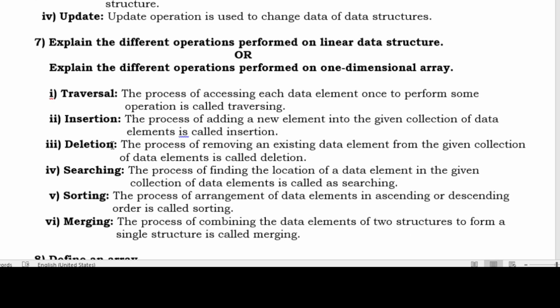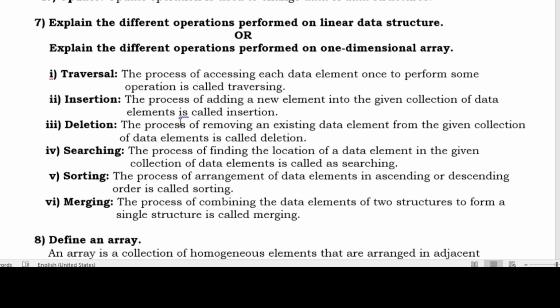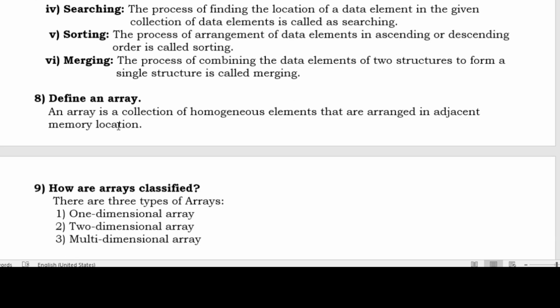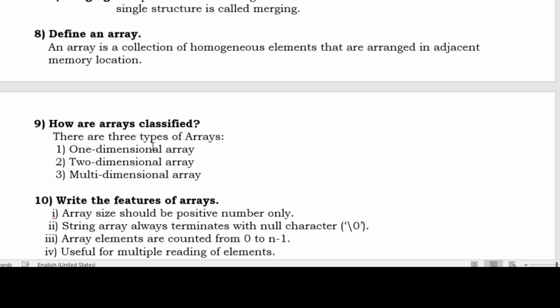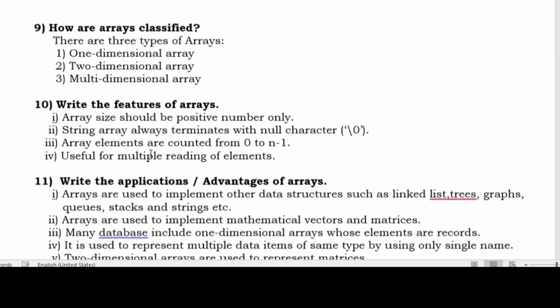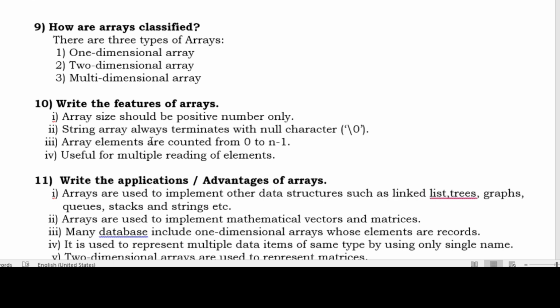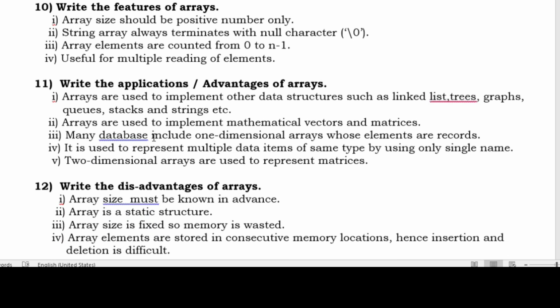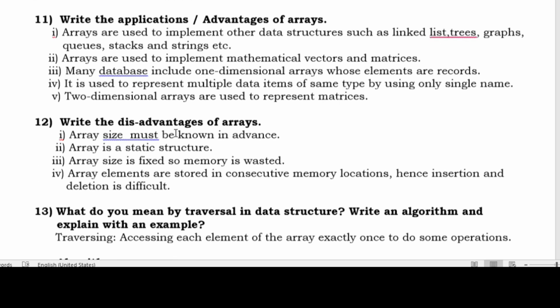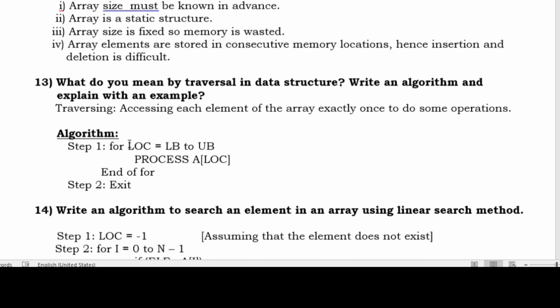So it is traversal, insertion, deletion, searching, sorting and merging, all one-line definitions you have. You can easily learn that. Then you have the types of arrays, which could be asked for 3 marks. List the types of arrays. Then features of arrays, which could be asked for 3 marks. Applications or advantages of arrays, again, can be asked for 3 marks or 5 marks. Again, disadvantages can be asked for 3 marks or 5 marks.